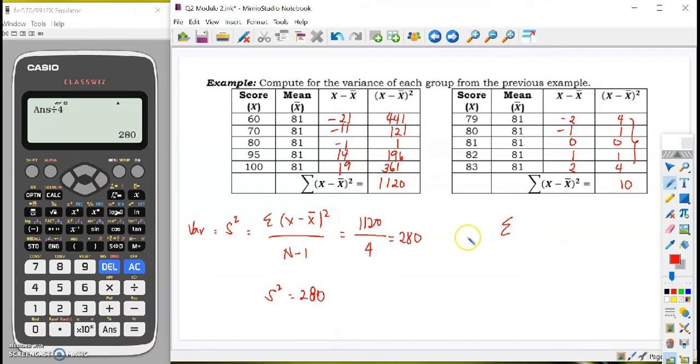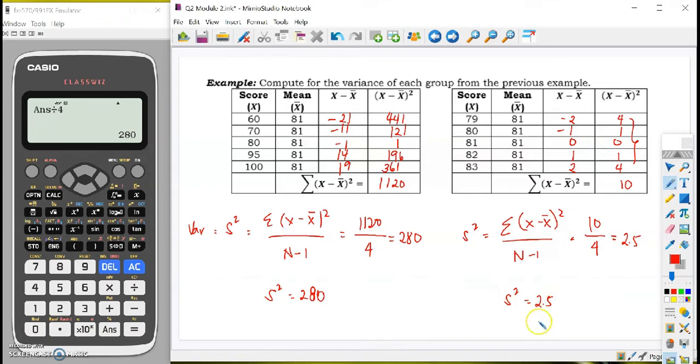Therefore, the variance is equal to the summation of the score minus the mean squared over n minus 1. Again, n is 5, minus 1 would be 4. So that would be 10 over 4 equals 2.5. So the variance in this case is 2.5.